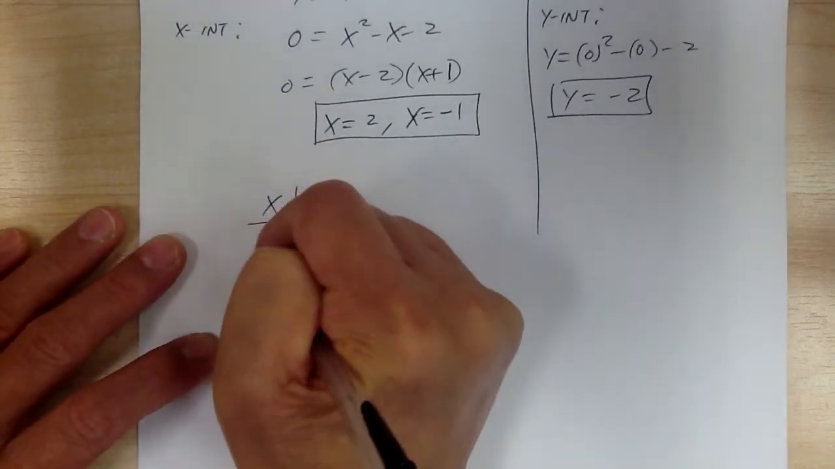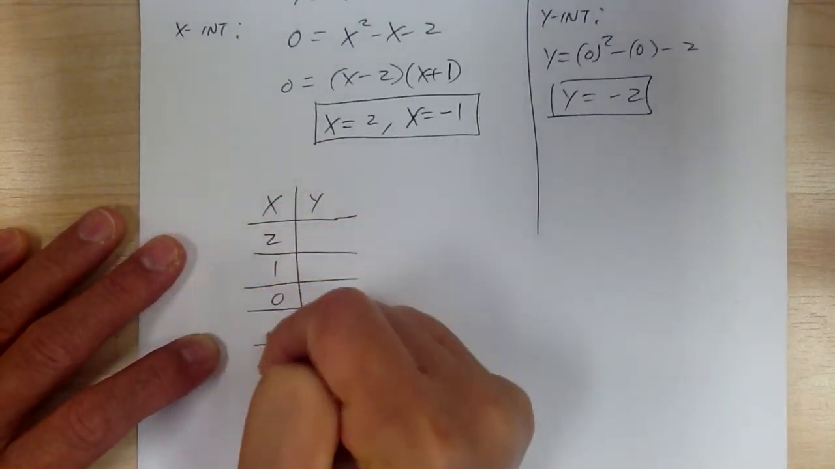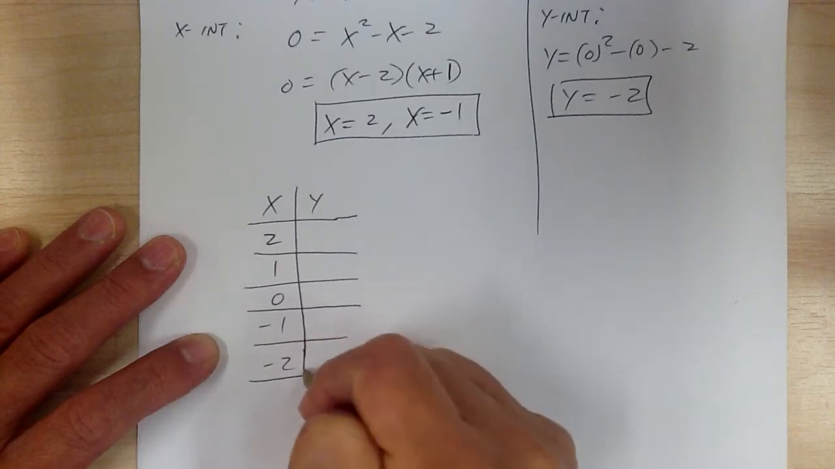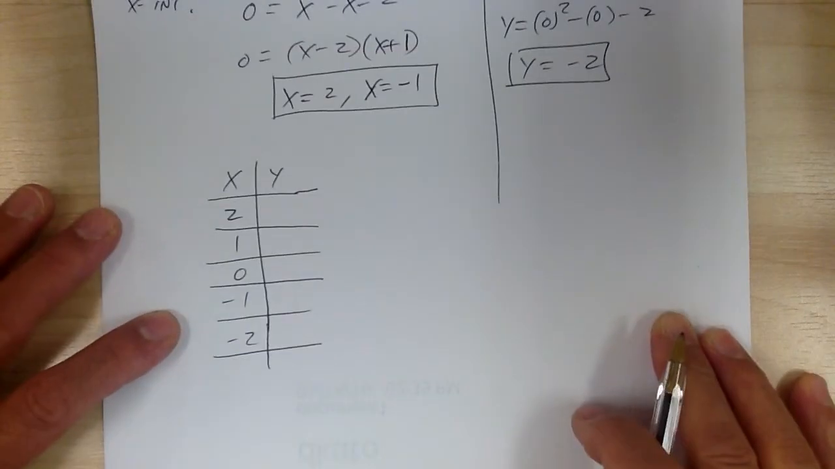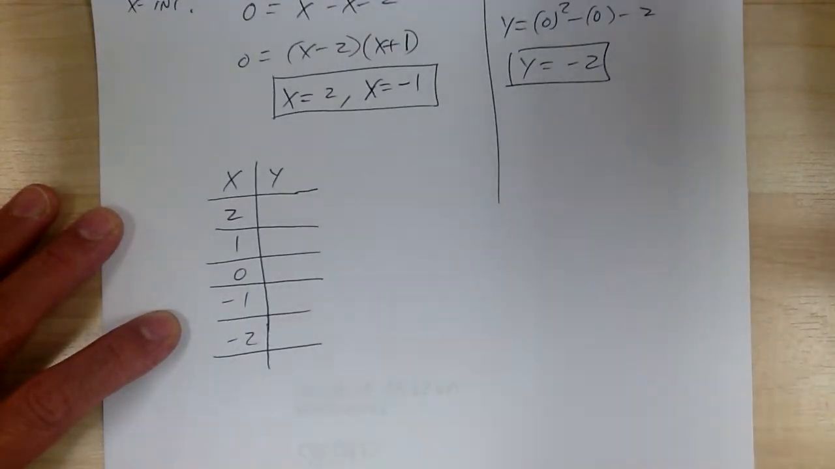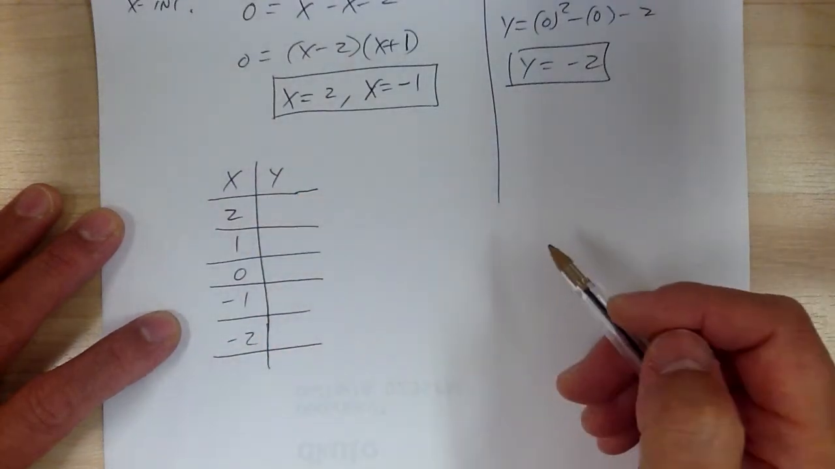So normally you want to do 2, 1, 0, negative 1, negative 2. So normally you want to get those 5 values. If you need additional values, just go and do it. But normally this would be enough.